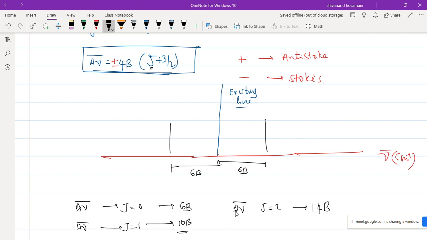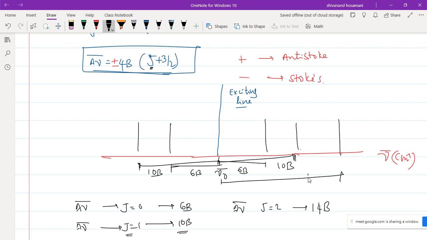For the next state, J equal to 1, the shift is created from nu bar naught up to here, which is 10B. There is another line here and here. Next, from here to here, for the next state you are going to get 14B, and again 14B here. There is another line. Can you see the difference between these? These are anti-Stokes. These are Stokes.